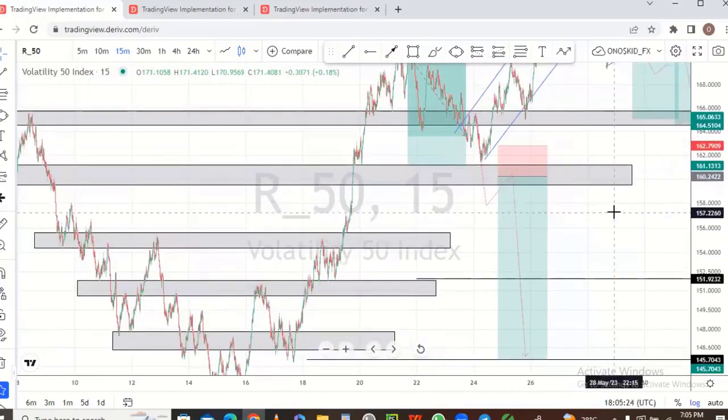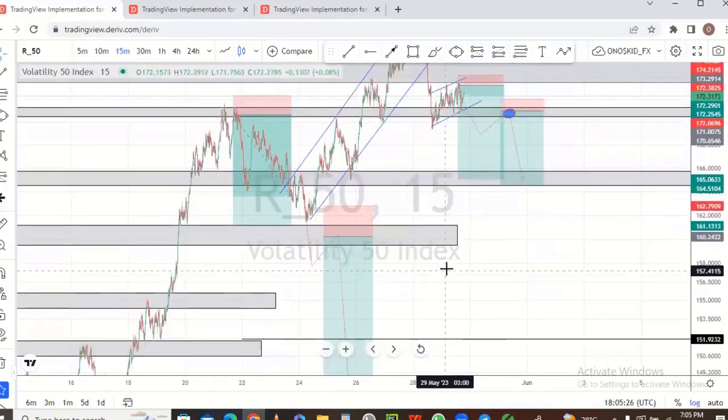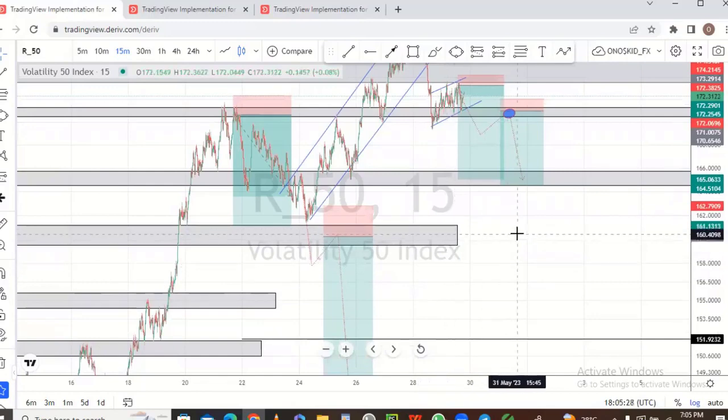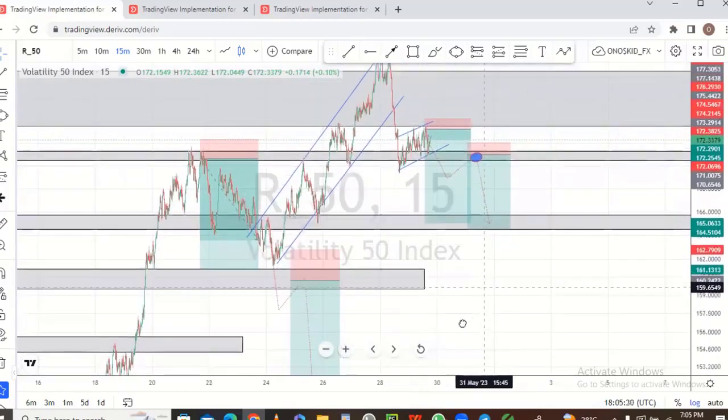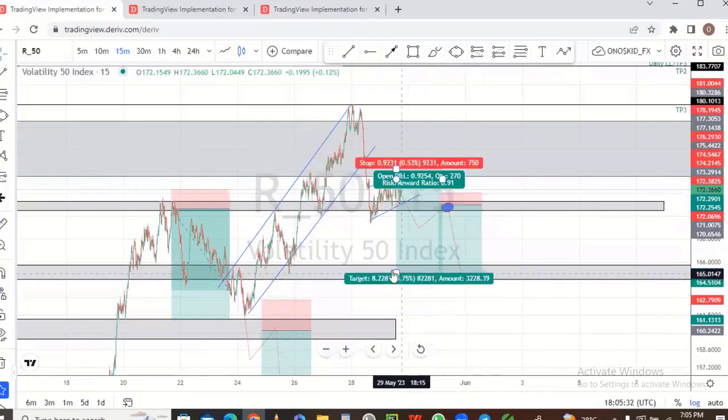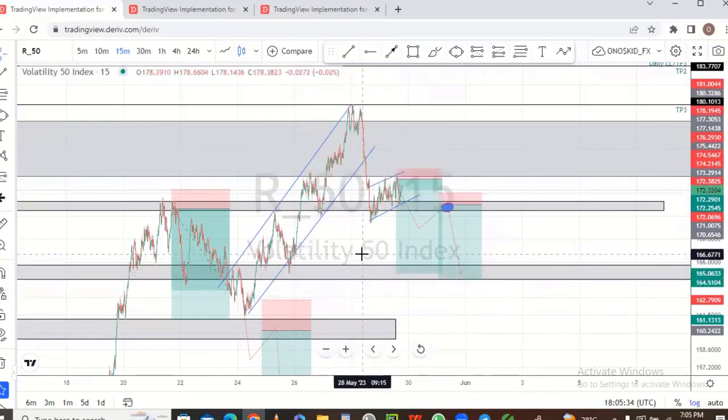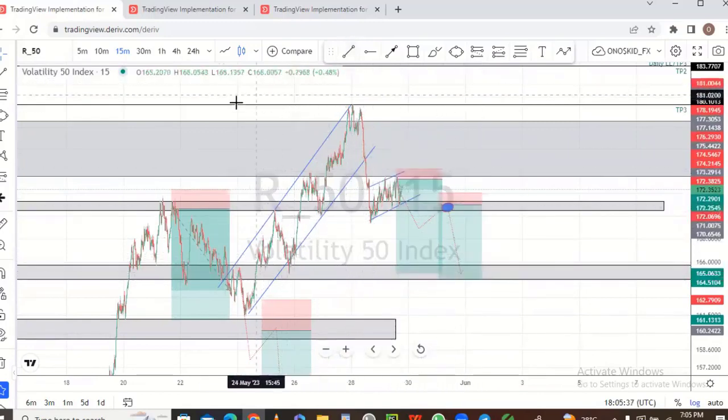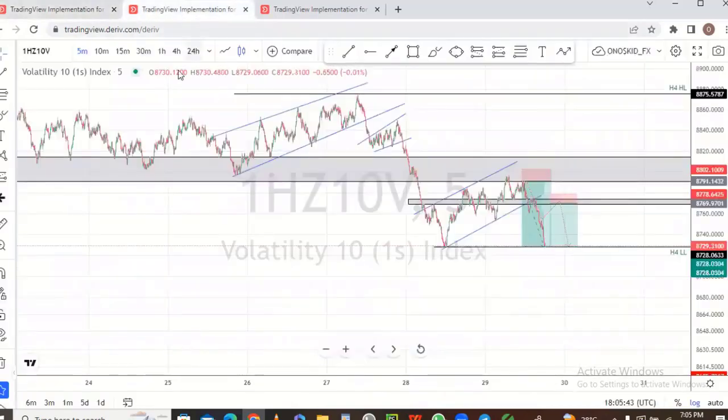You have to combine the knowledge of market structure. So make sure you watch that video on market structure as well. Very, very important, because these are the basis on which you can build your confidence and analysis before taking a trade. So I have another setup on this volatility 101S.